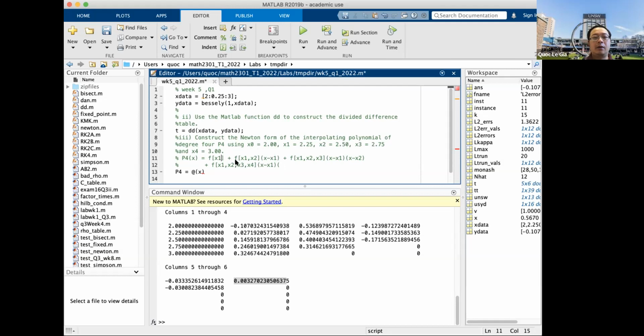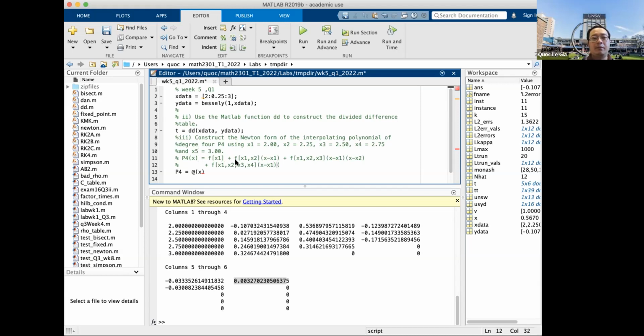Because we start with x0, I think it's better to relabel this. The question starts with x0, but in MATLAB the index starts from 1. So maybe it's better to relabel the points there, because actually we have 5 points. Remember the index of the matrix or vector in MATLAB just starts from 1, so it's better to start from 1 instead of 0.